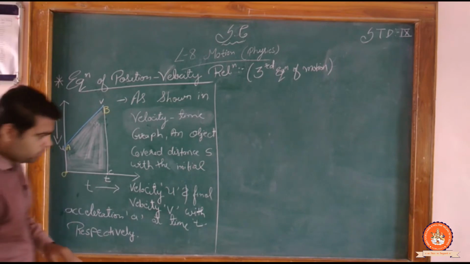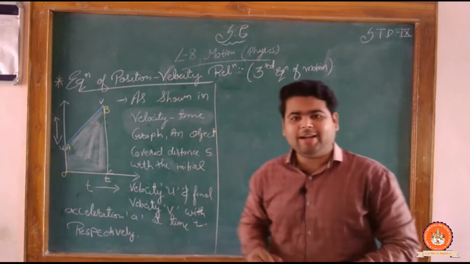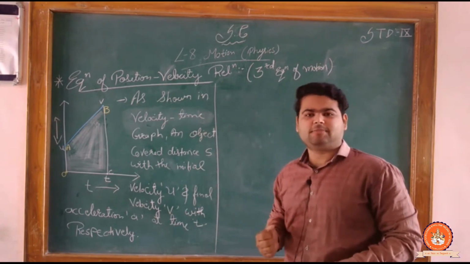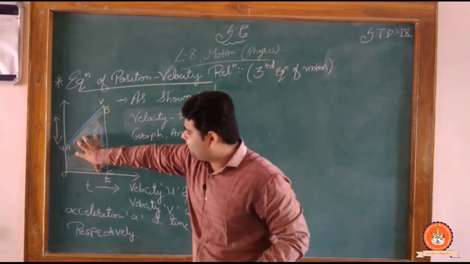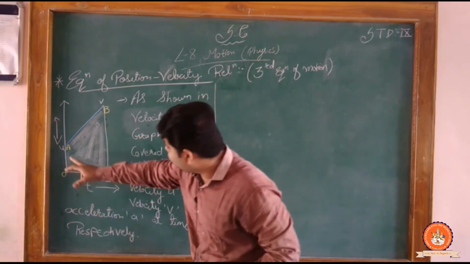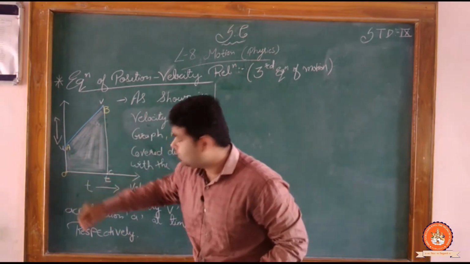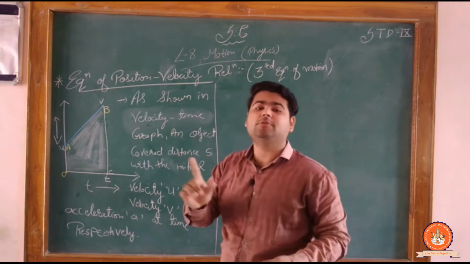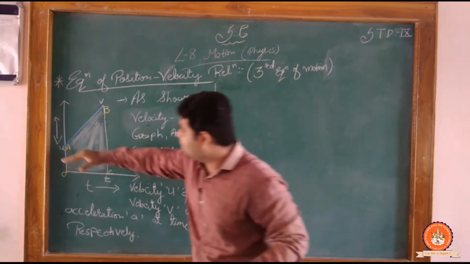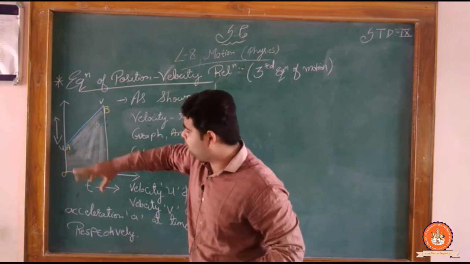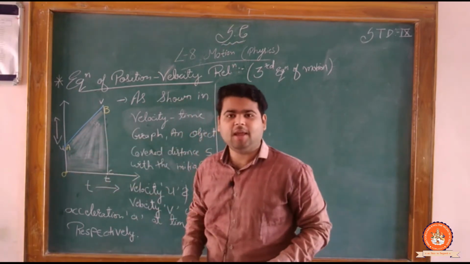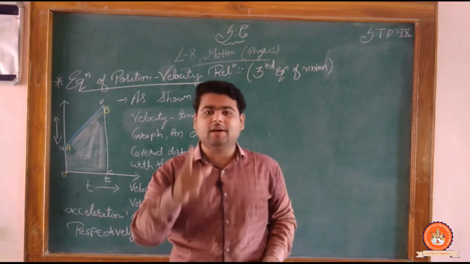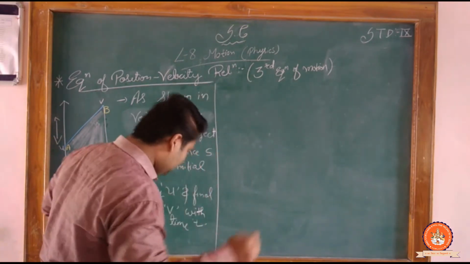For finding the position, or the displacement, we find the area. And we know very well that this is a trapezium. In the second equation there was also a trapezium, but we used another method, dividing it into two parts: a rectangle and a triangle. But here we are using the trapezium formula.